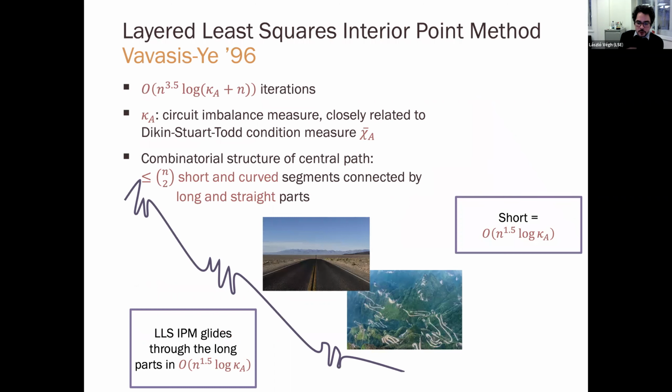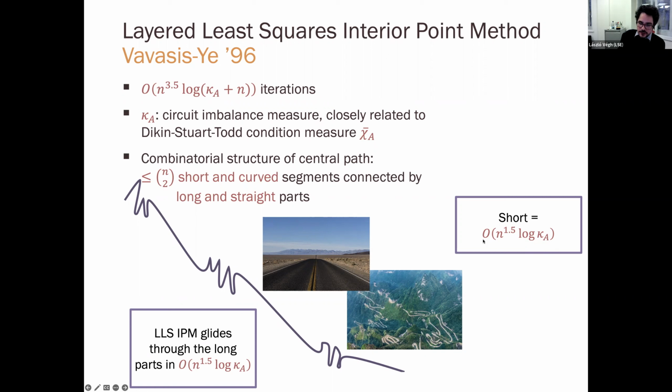And so a crucial insight in these layered least squares interior point methods, which is a corollary of what Vavasis and Ye are doing, is giving a combinatorial structure of the central path. So it cannot be arbitrarily complex. In fact, it has long straight segments. What they showed is that we can decompose it into n choose 2 parts, which alternate between short and curved segments, connected by long and straight parts. And the length of the short segments, in terms of optimality gap or parameter mu, can be bounded in terms of this circuit parameter, which, by the way, they used a different parameter, but later we figured out that it has this nice combinatorial interpretation.